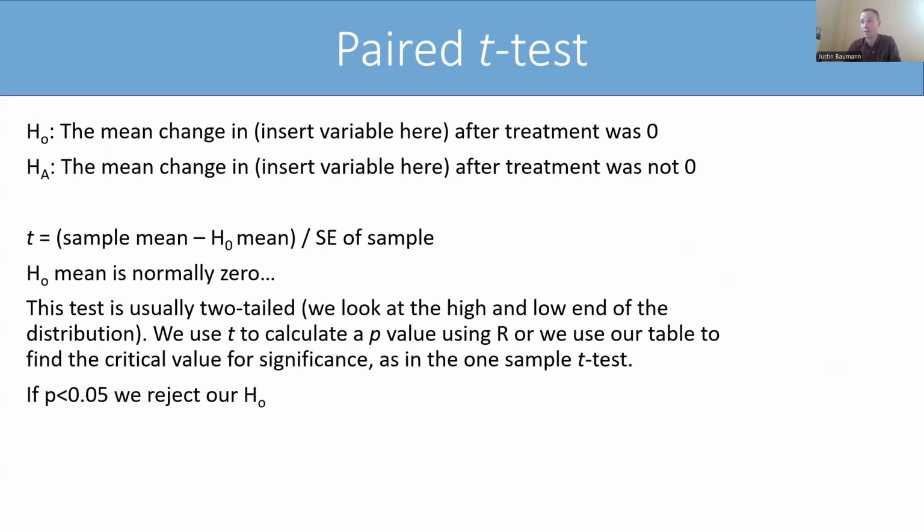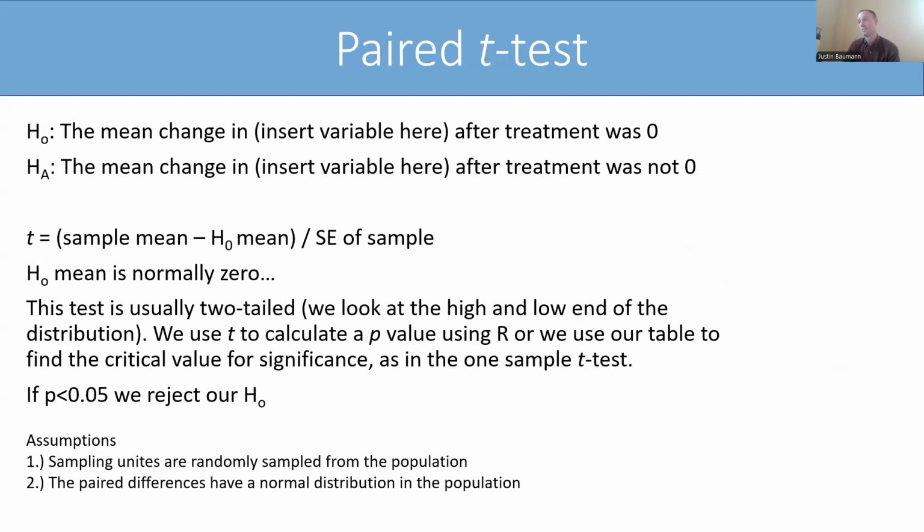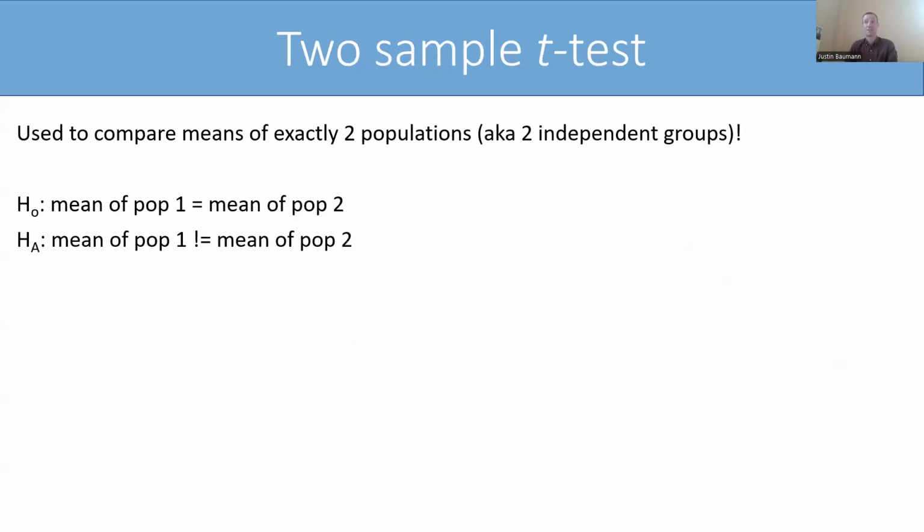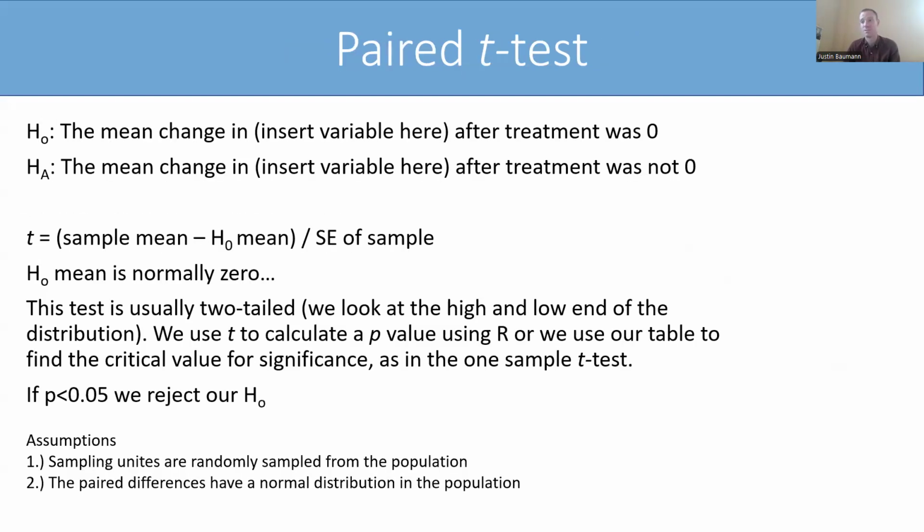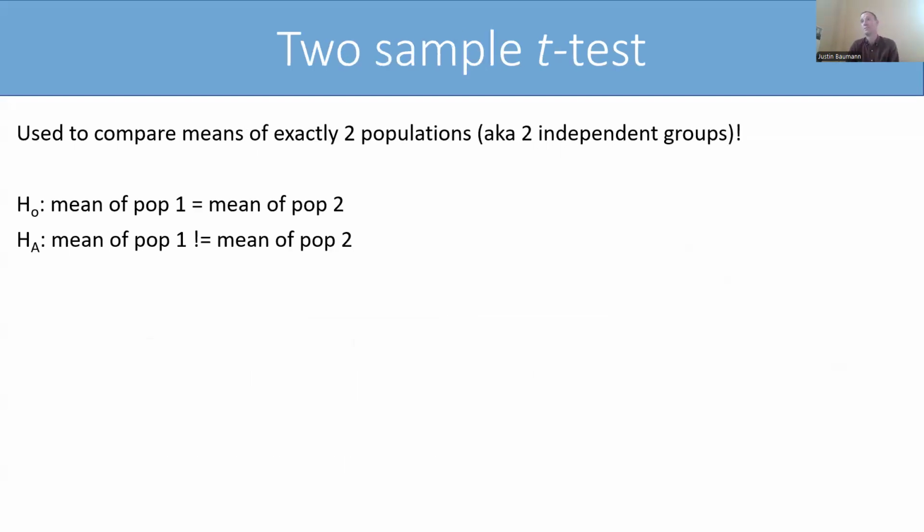If P is less than 0.05, we can reject our H naught. The assumptions are the sampling units are randomly sampled, and the paired differences have a normal distribution. Same as everything for a t-test. These are always the same assumptions. Random sample, normality. Okay, the two sample t-test. That's if we have one population that's one treatment and another population that's another treatment, and they're not paired. We can use this to compare the means of exactly two populations, two independent groups.